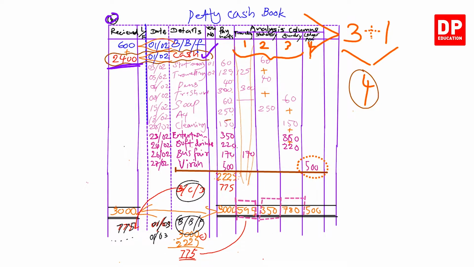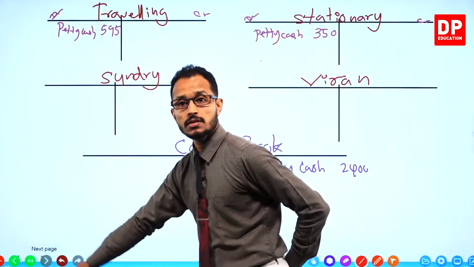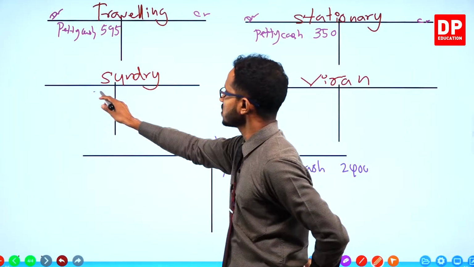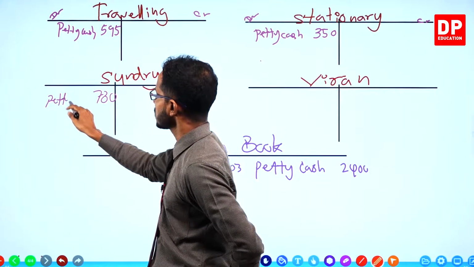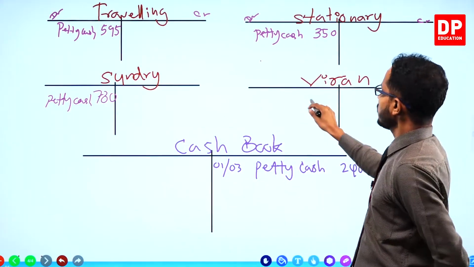780 is the total of the sundry column, and Viran's account 500 should go to Viran's account. Let's record the 780 in the sundry account. Where's the sundry account? It's there. Debit side 780. Petty cash is the description. Viran's account 500.